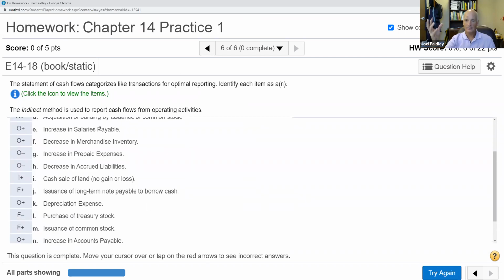Increase in salaries payable. Liability went up. That's a good thing from a cash standpoint. So that's going to be an O plus. Decrease in merchandise inventory. Asset goes down. That's a plus to cash, right? It's like accounts receivable. If accounts receivable goes down from one period to the next, that means you collected cash on sales from a prior period, not in the current period. And that's not in your net income for the current period.